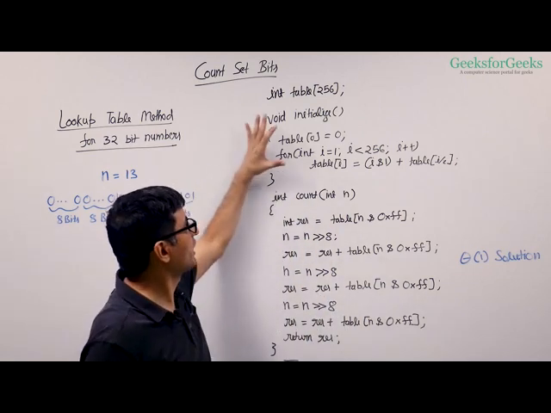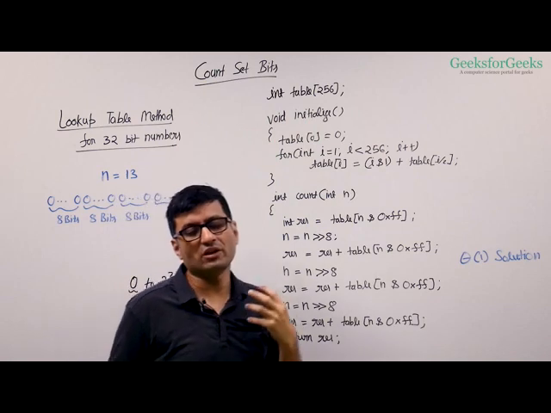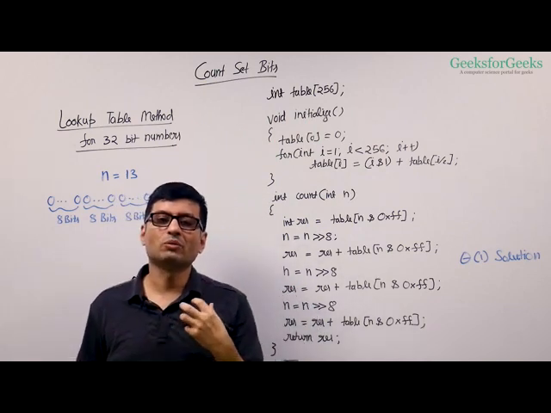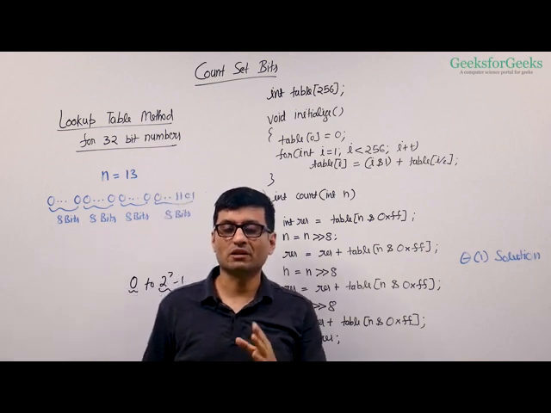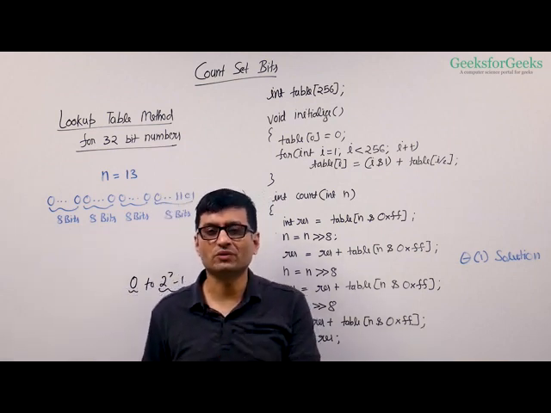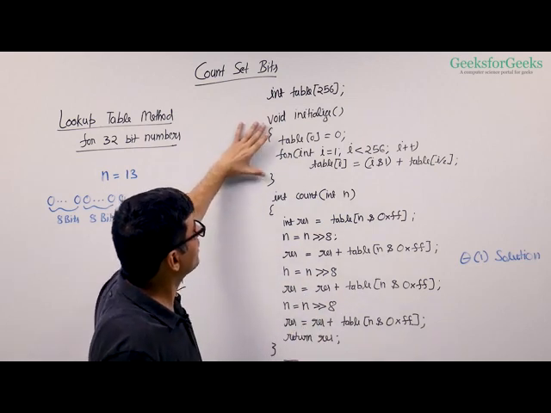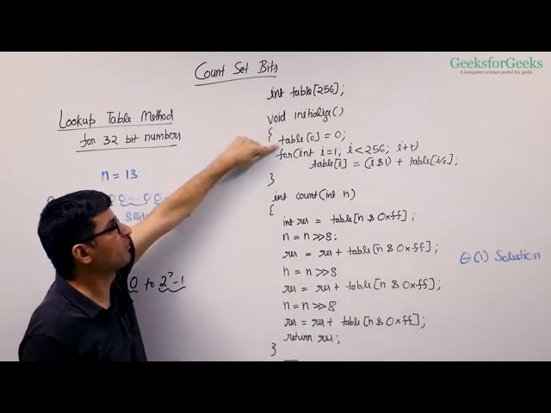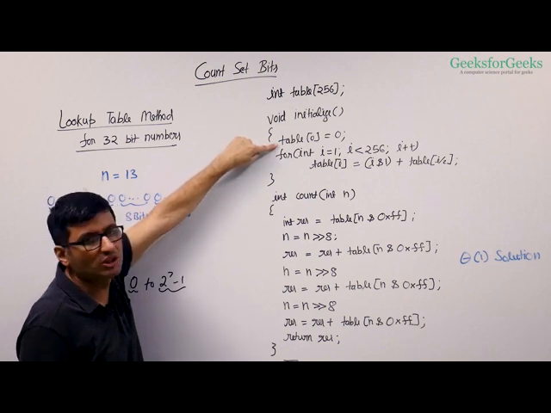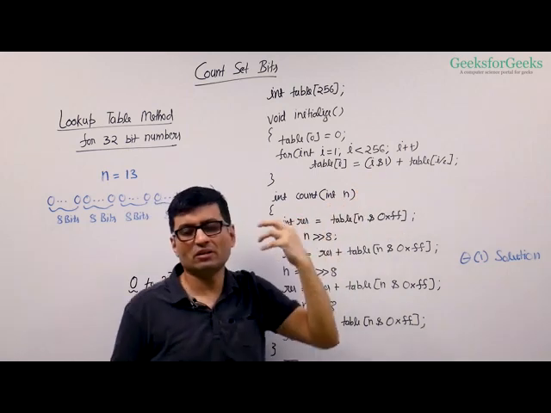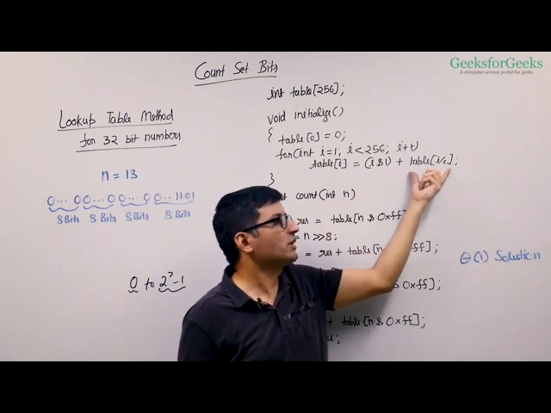So we need to fill these values in this table so that in big O of 1 time or theta 1 time, we can find out how many set bits a number has. A number which is having range from 0 to 255. And how do we fill this table? We fill this table in bottom-up manner. We initialize table[0] as 0. Then we fill the remaining table using the pre-computed results for i by 2.